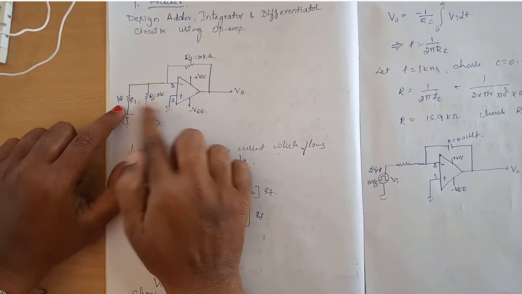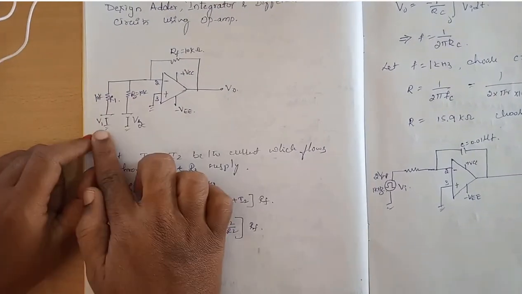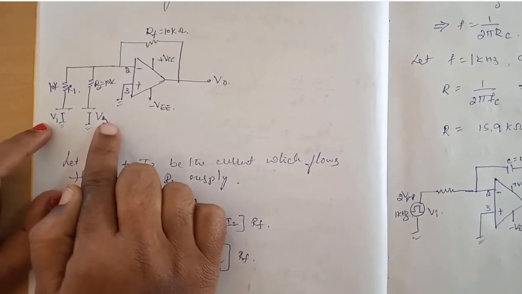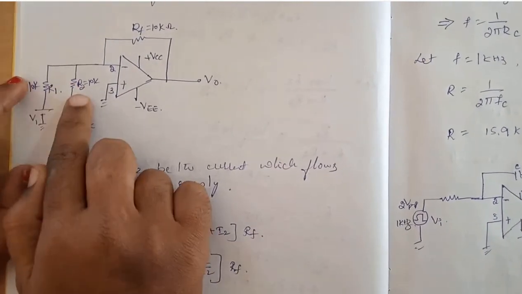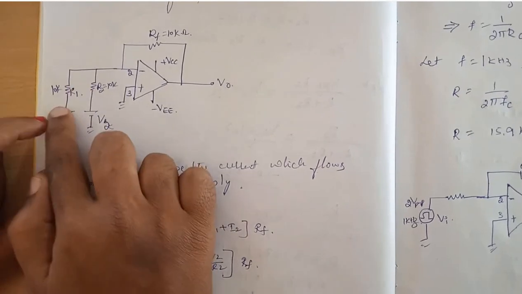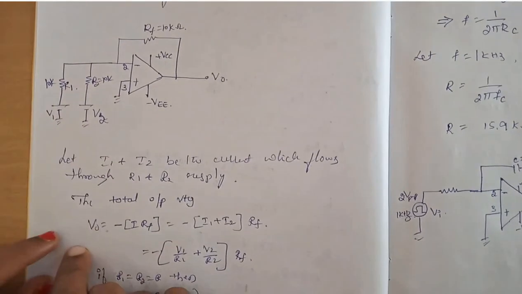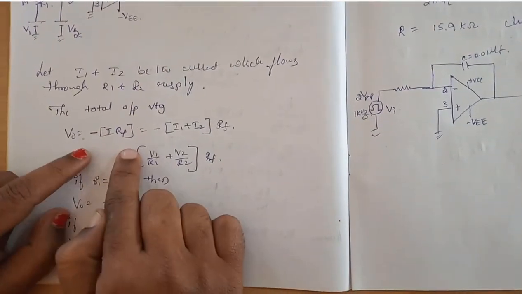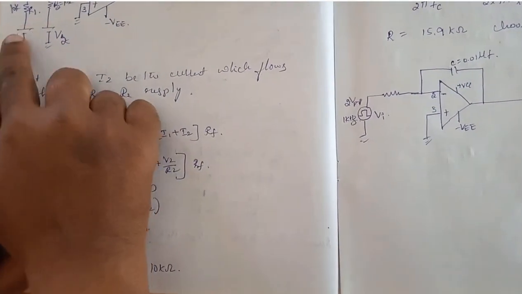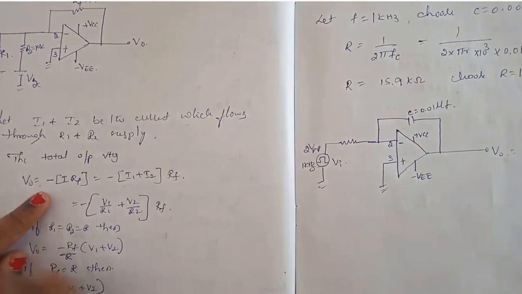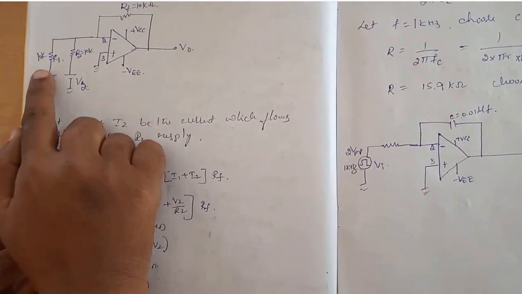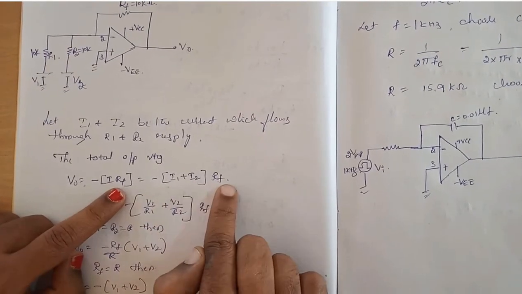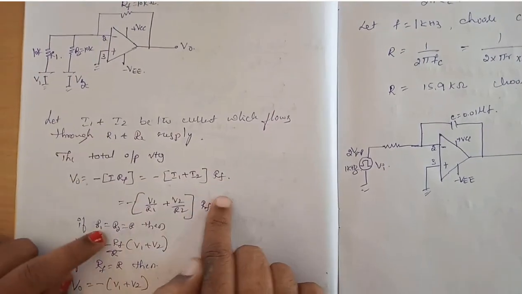We have two resistors here and two voltages connected for the input terminals. As these two voltages are connected to R, I1 flows through R1 and I2 flows through R2. So the total output voltage is equal to minus I into RF. Since we have two currents flowing through R1 and R2, it is minus of (I1 plus I2) into RF, where RF is the feedback resistor.